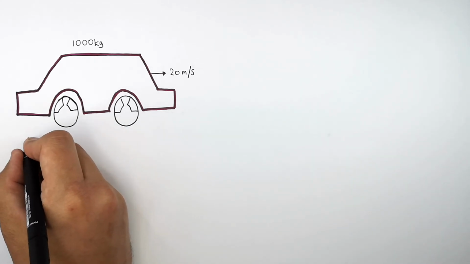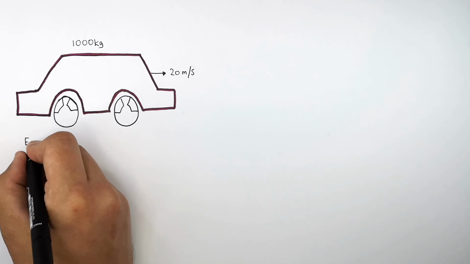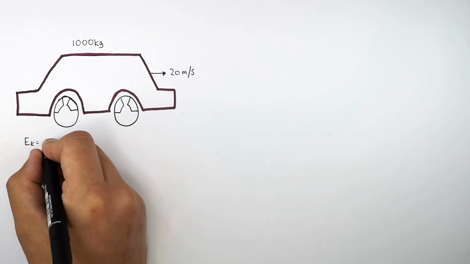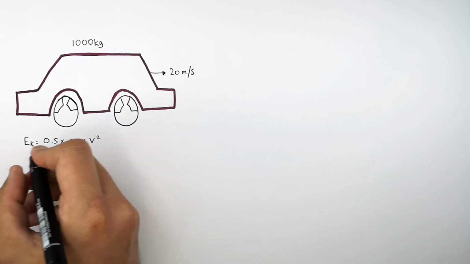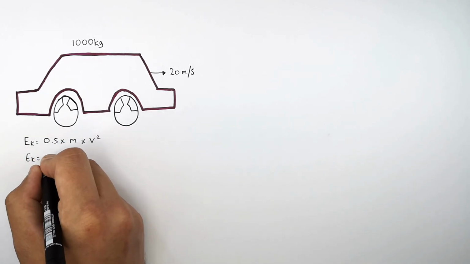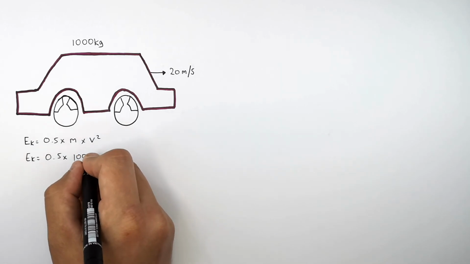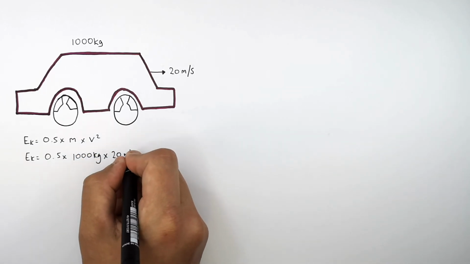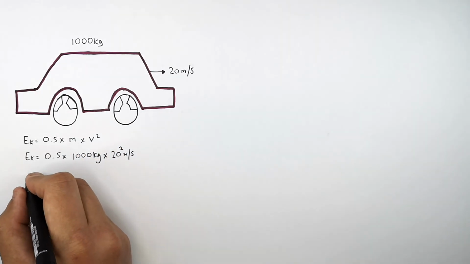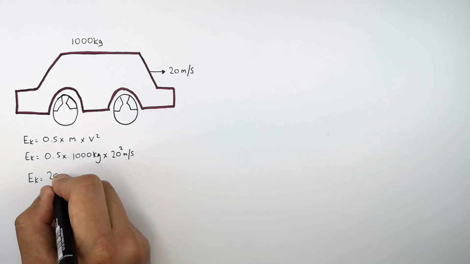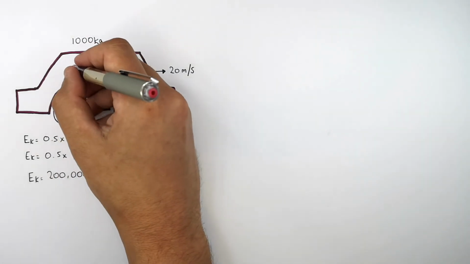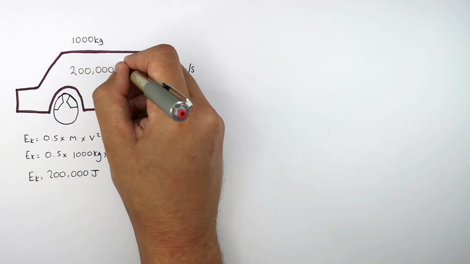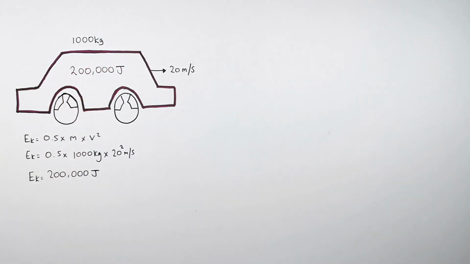moving. The equation is: kinetic energy stored in an object equals 0.5 times mass times speed squared. So you substitute in the numbers: kinetic energy equals 0.5 times 1,000 kilograms times 20 squared. So the energy stored in the kinetic store of the car is 200,000 joules of energy. 200,000 joules of energy is stored in the kinetic energy store of the car.